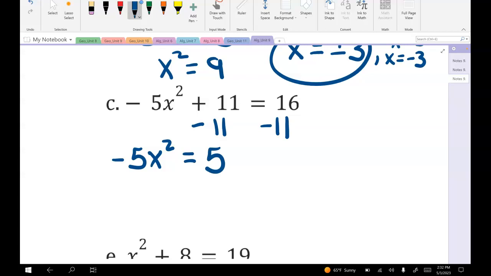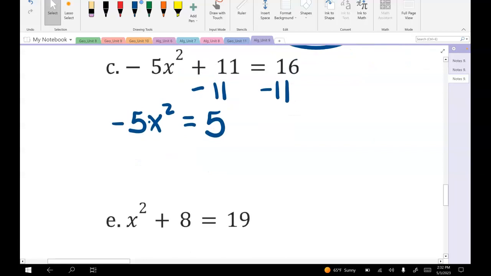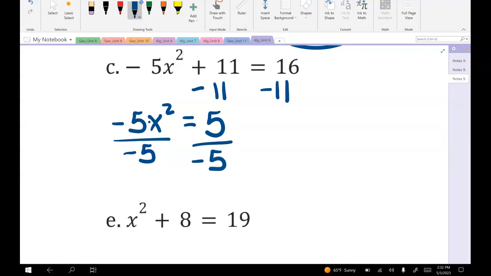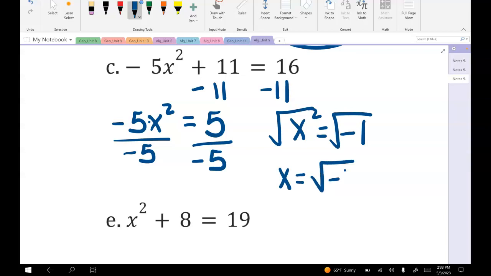And again, if we have a coefficient in front of our x squared term, we have to divide each side by that number. So I'm dividing each side by negative 5. That leaves me with x squared is equal to negative 1. If I take the square root of both sides, I would have x is equal to the square root of negative 1.